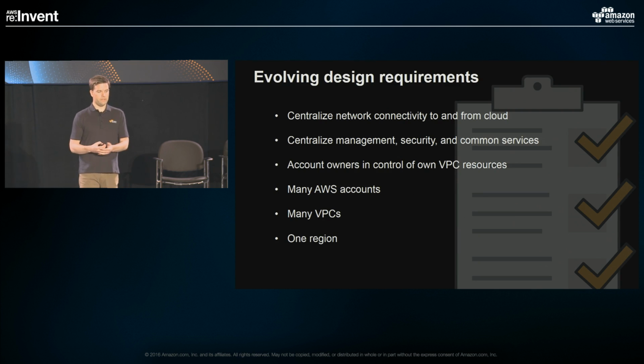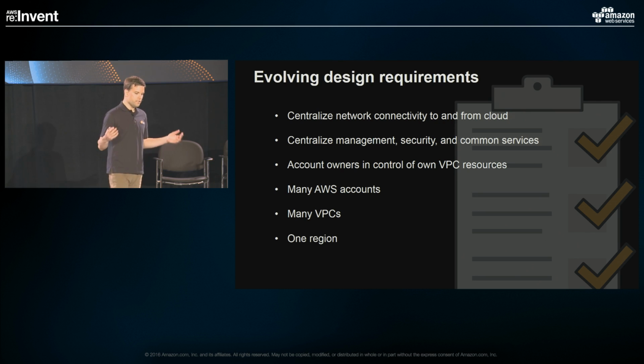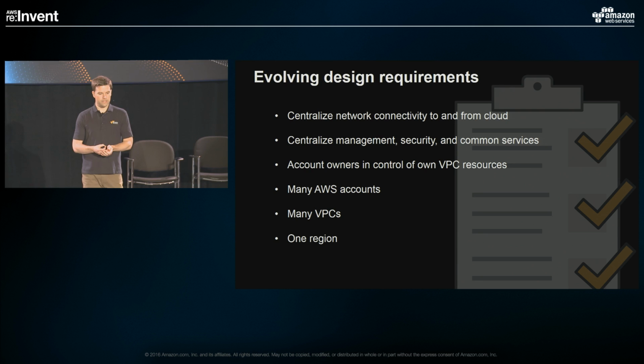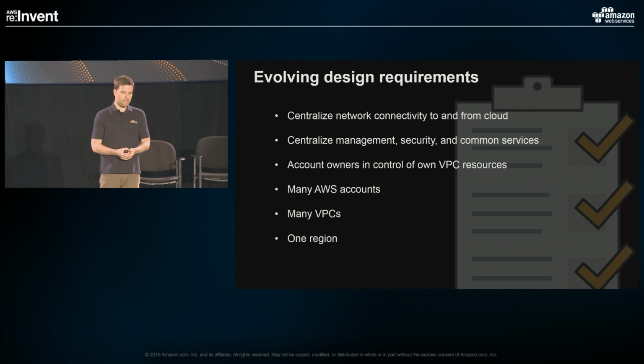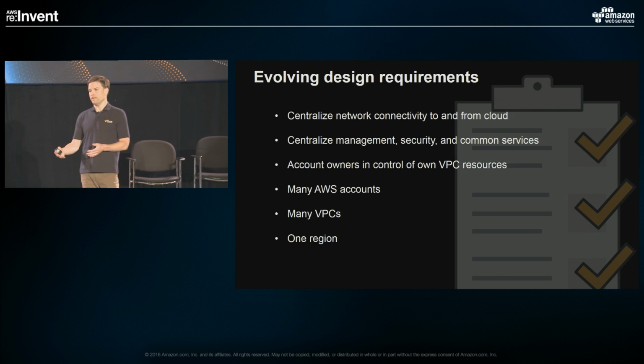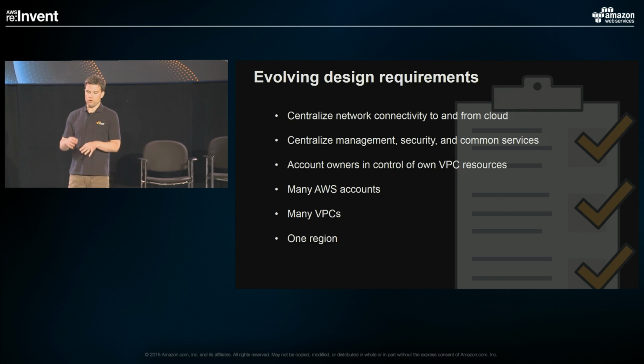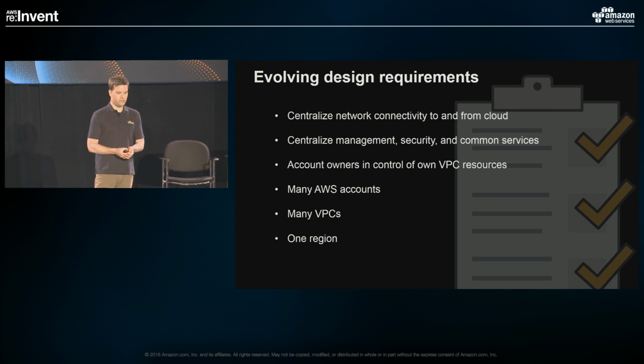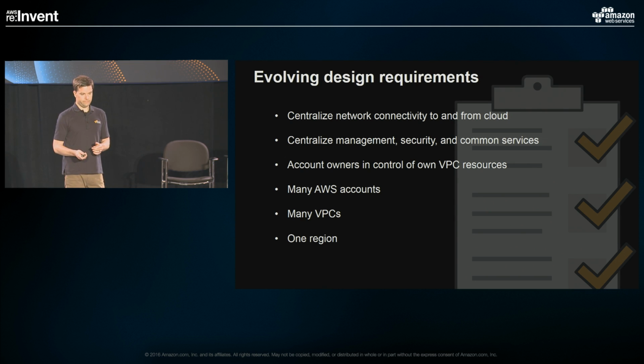So our next set of requirements is to fix this situation. How do we centralize network connectivity so we're not being so impactful to our network teams? Centralize the management, security, and the common service access. Give account owners some kind of control and freedom over their own VPC resources, but still have centralized security control over that access. And now we're moving into many AWS accounts, many VPCs, still one region.